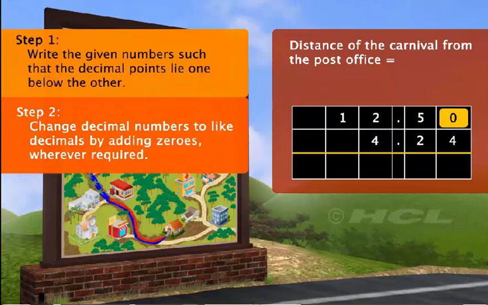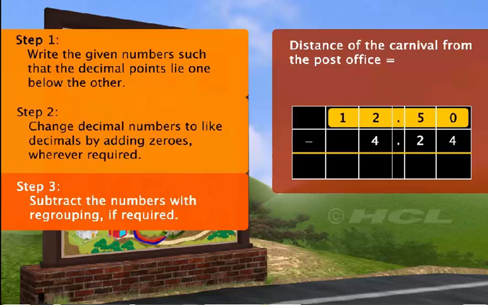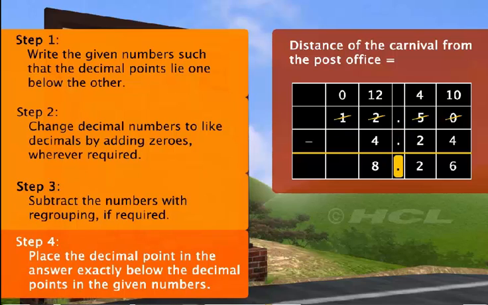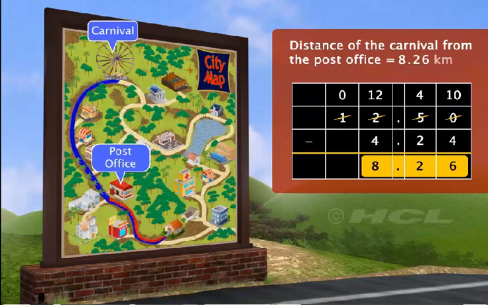Next, we add zeros wherever required to change decimal numbers into like decimals. Now, we subtract the numbers just as we subtract ordinary numbers with regrouping if required. Subtracting 4.24 from 12.5, we get the difference 826 as shown. Finally, we place the decimal point in the answer exactly below the decimal points in the given numbers. So, the distance of the carnival from the post office is 8.26 kilometers.